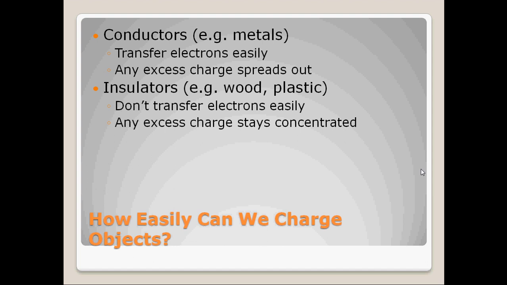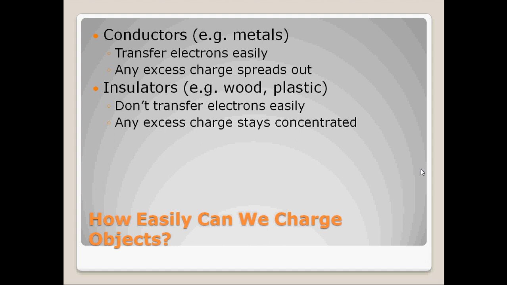Some good examples of that are wood, plastic, rubber, etc. Insulators tend to be pretty resistant to transferring electrons. They don't like to take extra ones. They don't like to lose the ones that they've got. They tend to like to keep things the same way.